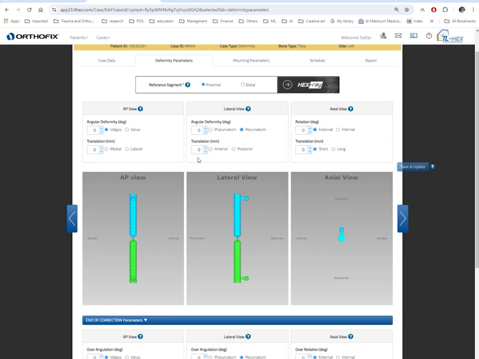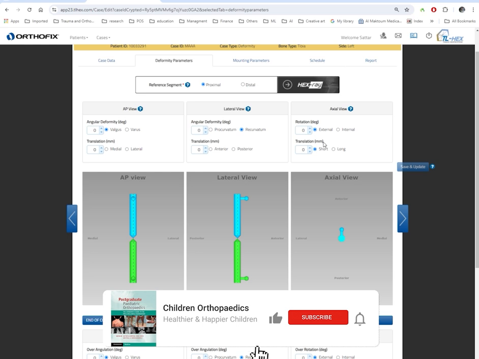By manually entering the data, you measure them on the X-ray and you put, for example, if you look on the AB view, how much deformity, whether it is valgus or varus, how much translation on the AB view, whether medial or lateral. The same you do on the lateral. Whether there's angular deformity, is it procurvatum or recurvatum, and the magnitude of it here in degrees, and whether there's any translation. Again, for axial views. This has been fully explained in our videos in the deformity correction playlist, so please go to refresh your knowledge about it.